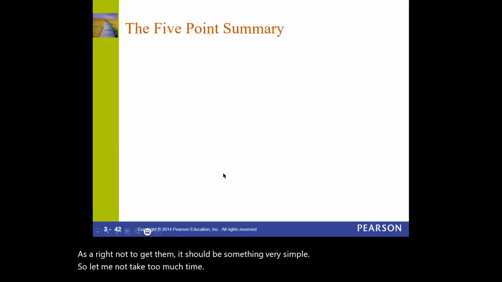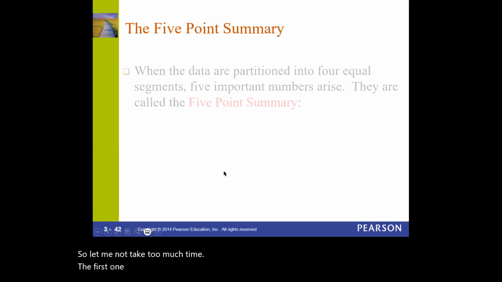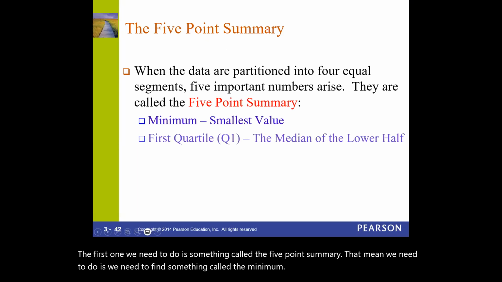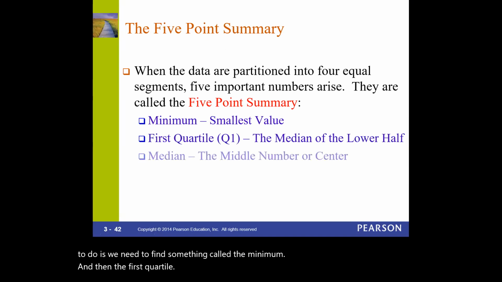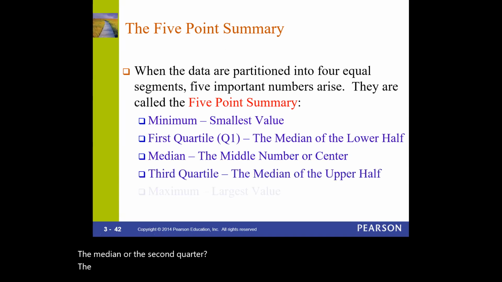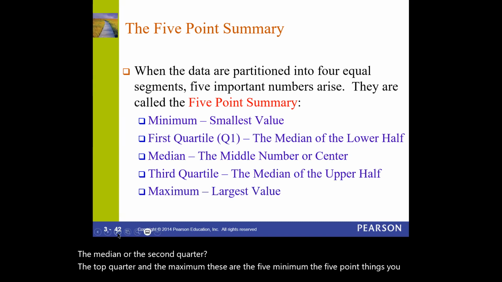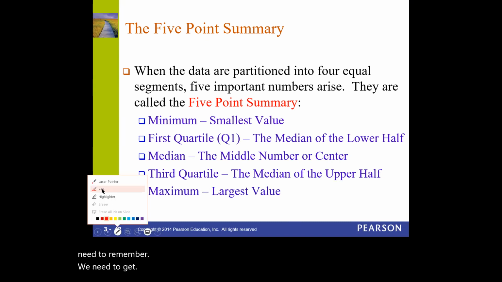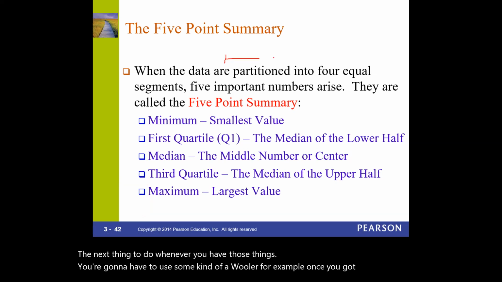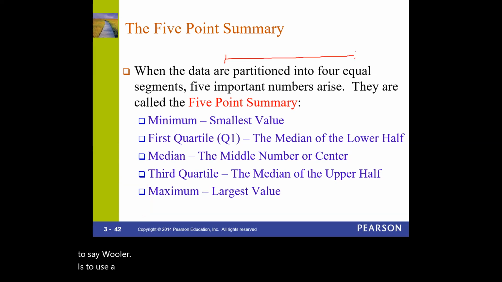The first thing we need to do is something called the 5-point summary. That means we need to find the minimum, then the first quarter, the median or the second quarter, the third quarter, and the maximum. These are the 5 points you need to remember. What are we going to do with them? Whenever you have those, you're going to use a ruler.